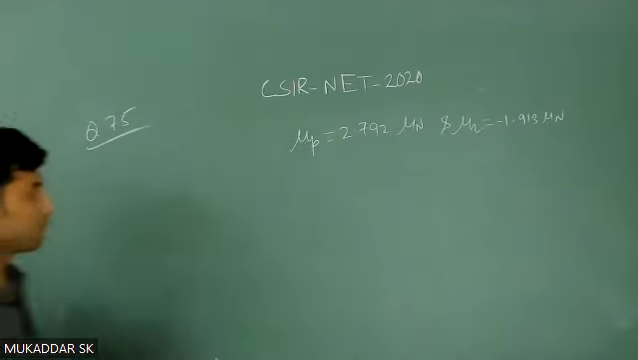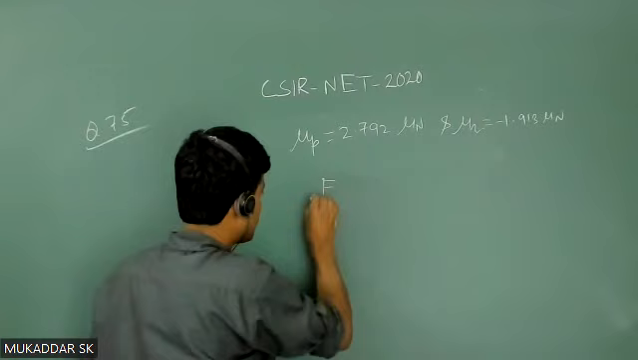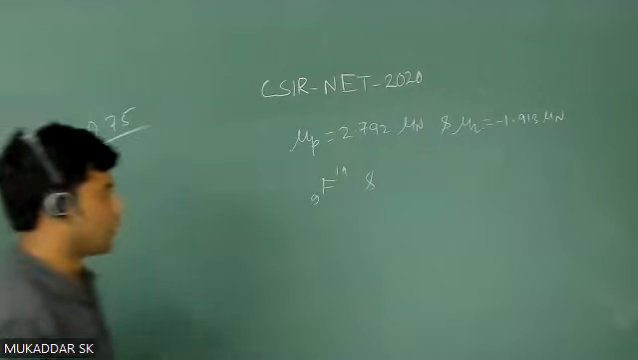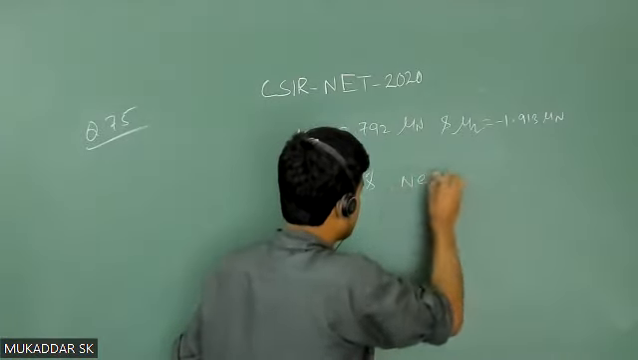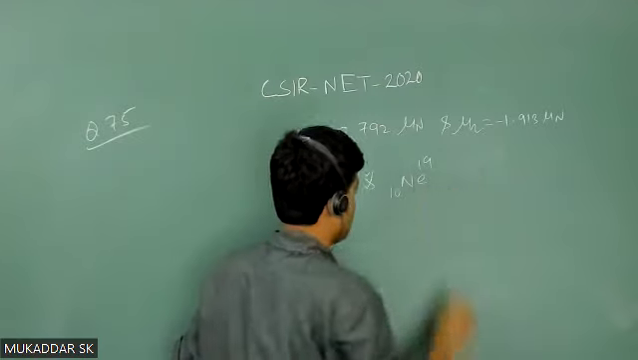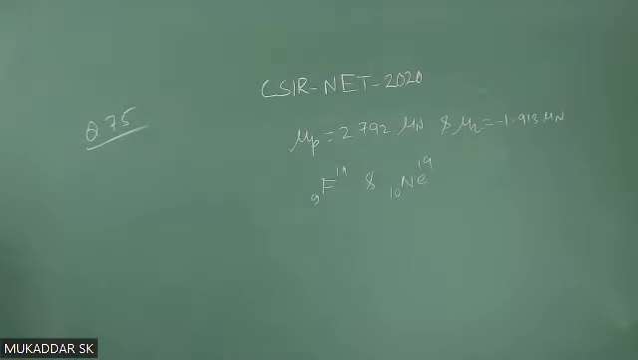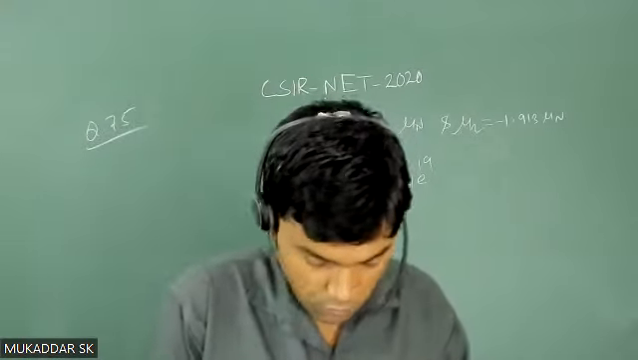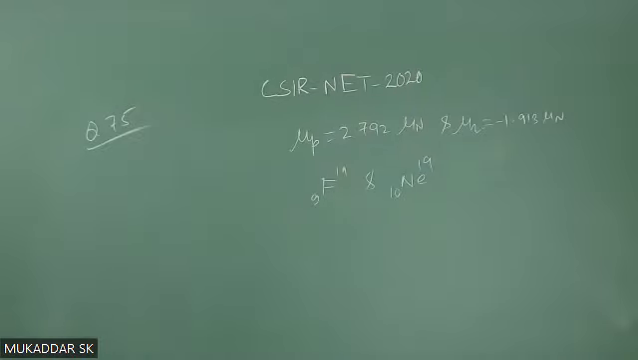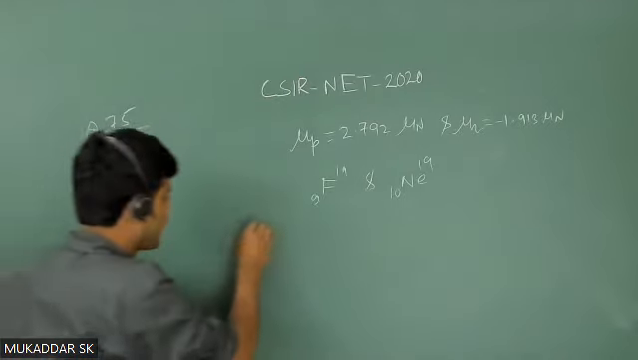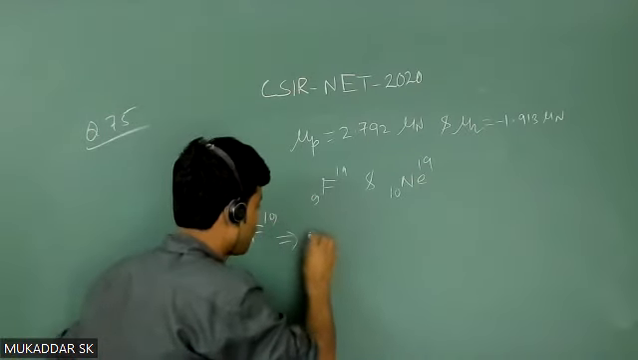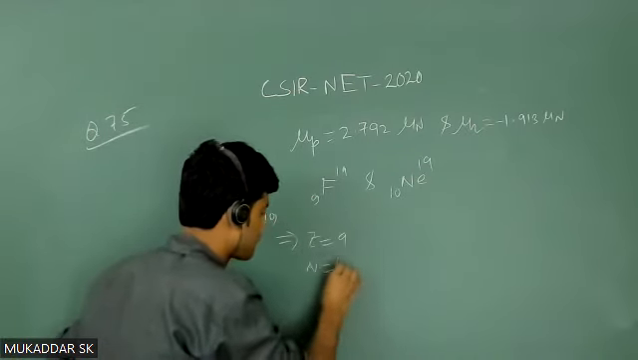Now we have to calculate the magnetic moment of fluorine nucleus with atomic number 9, mass number 19. In fact, we have to calculate the magnetic moment of neon nucleus, atomic number 10, mass number 19, by using the shell model. To calculate that magnetic moment, we have to first calculate the nuclear spin. And as you know, the nuclear spin of any nucleus arises because of unpaired nucleons. So if we take the example of fluorine 9, 19, the number of protons is 9 and the number of neutrons is 10.